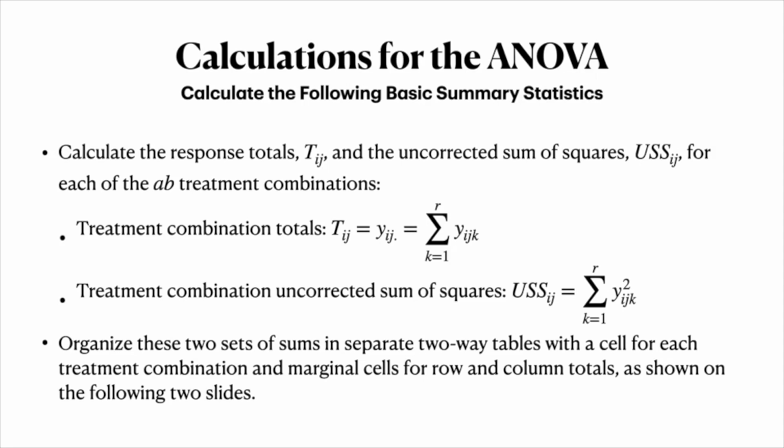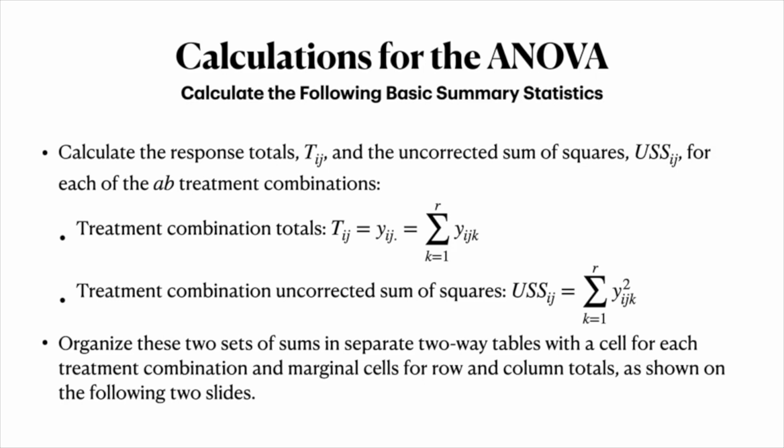And then we also need, for each treatment combination, for the ijth treatment combination, the uncorrected sum of squares, which we're going to denote by USS sub ij. And that's equal to the sum of the squared observations, the square of y sub ijk. We're summing those up, k going from 1 to r.